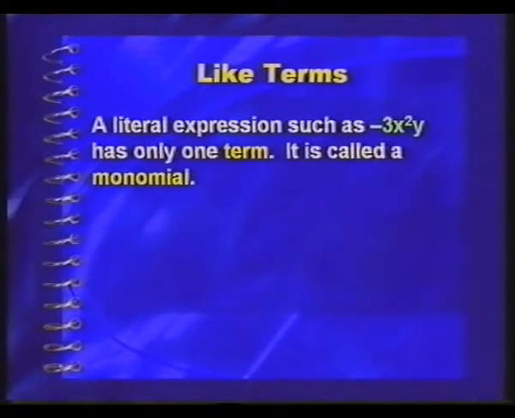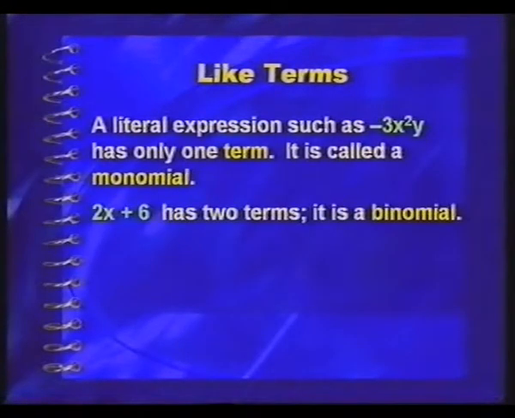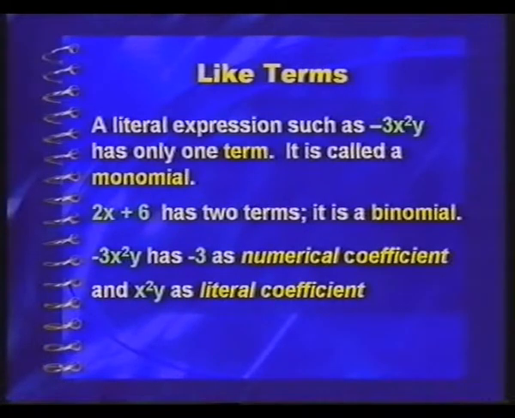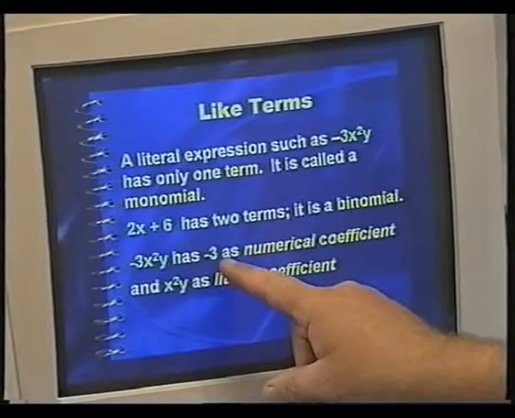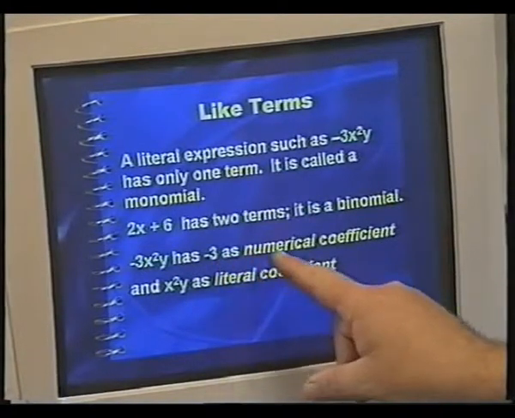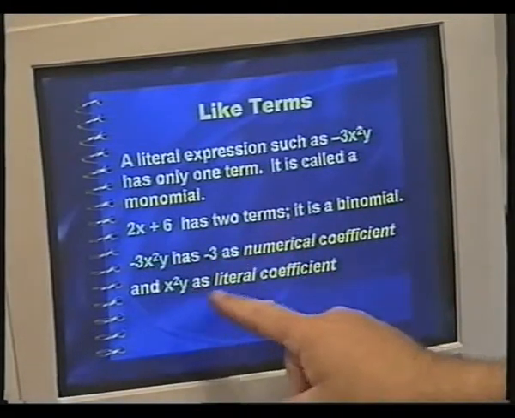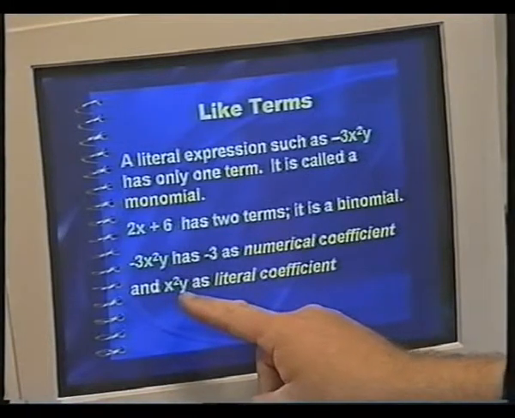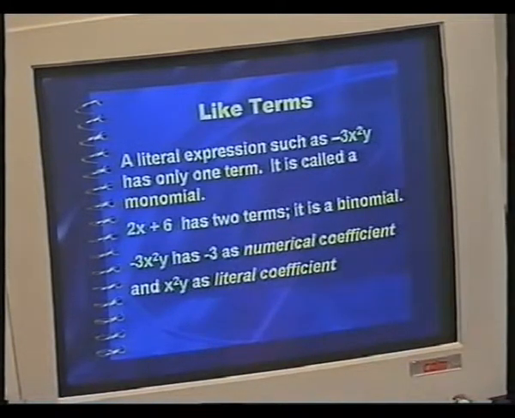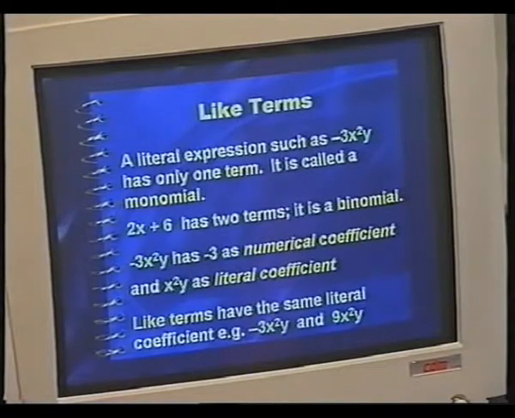A literal expression such as negative 3x squared y has one term. It's called a monomial. Just think of monorail. If it's got two terms, it's called a binomial. Now, an expression such as minus 3x squared y in fact has two parts to it. It's got a numerical coefficient, that negative 3, and it's got a literal coefficient.